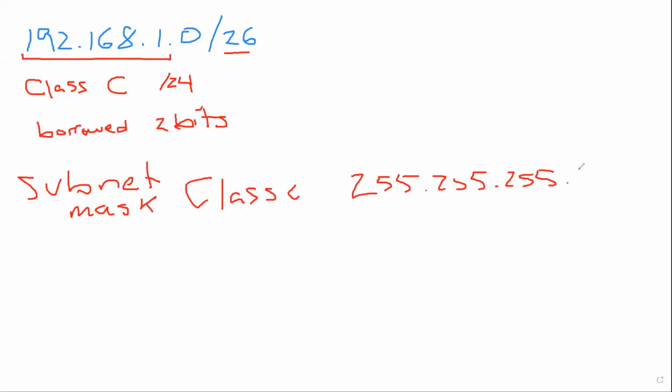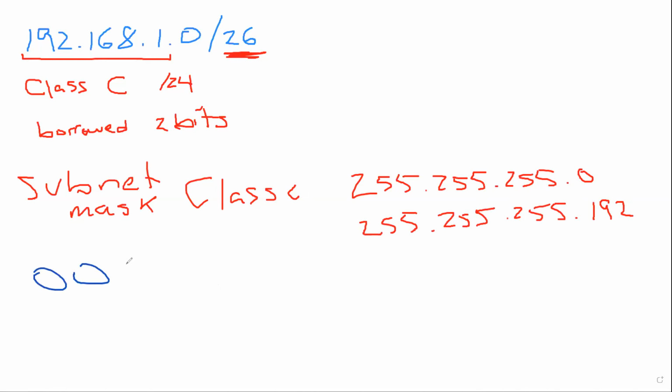What would be the subnet mask for this one here, /26? 255.255.255.192. And how did you get there? By adding the total of the first 2 bits, 128 plus 64. Yes. Because those are the 2 bits you're borrowing.